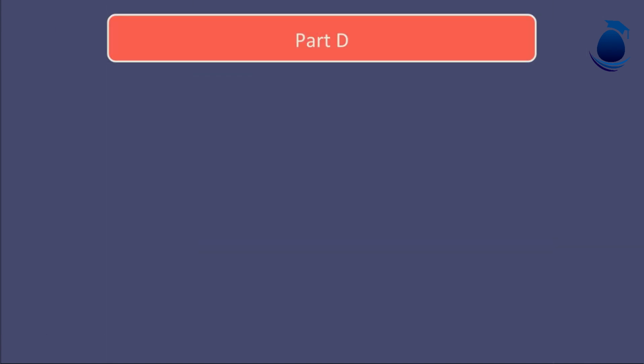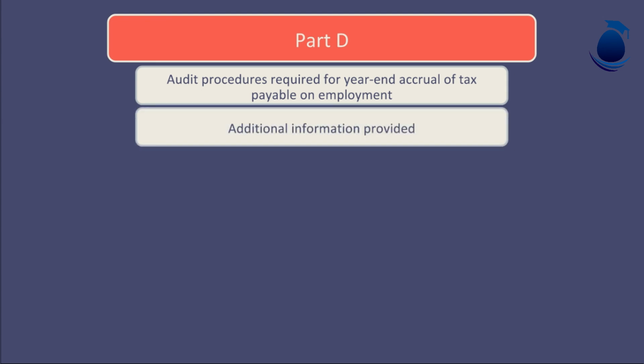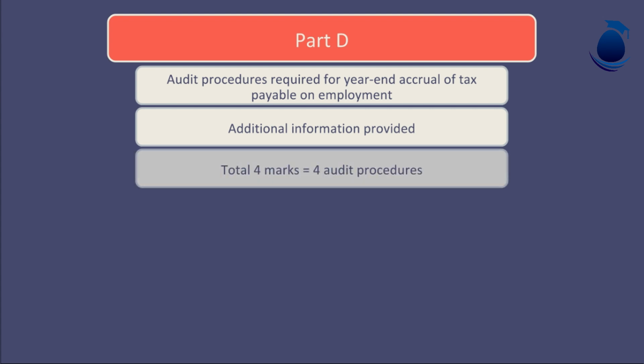The final requirement, Part D, requires you to describe the audit procedures required in respect of the year-end accrual for tax payable on employment. It tells us in additional information that Trombone deducts tax from employees monthly and then pays to the tax authorities in the following month. The accrual is therefore the amount payable to the authorities for the month of August. We must design 4 audit procedures to get the 4 marks available. This focuses on the liabilities area in the statement of financial position.